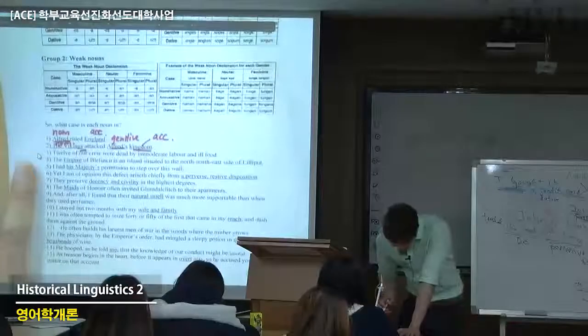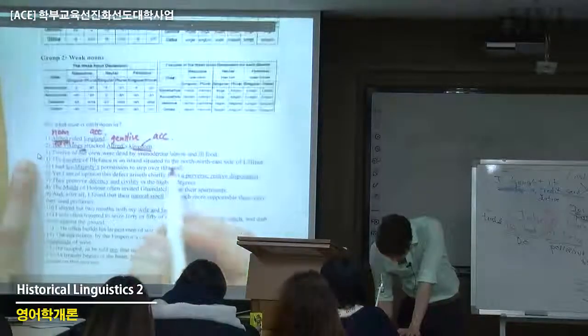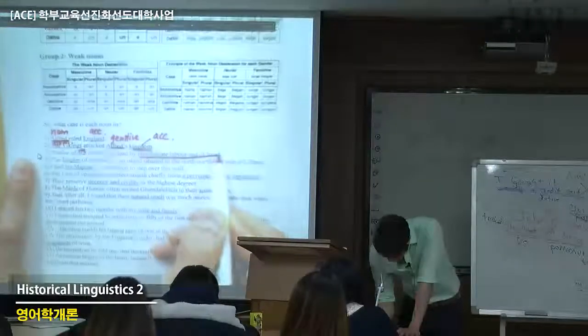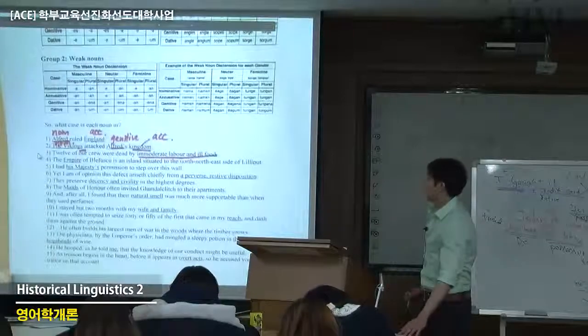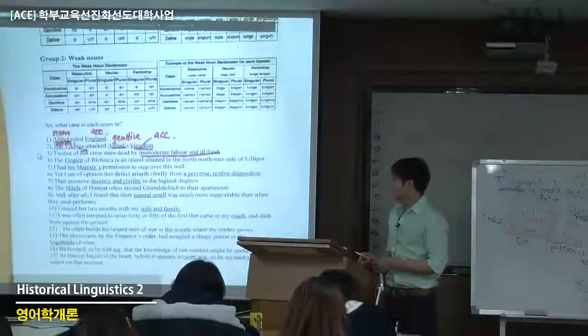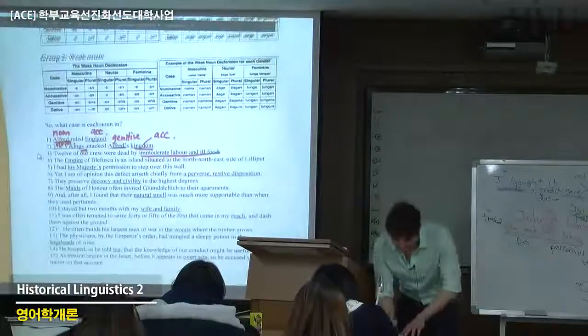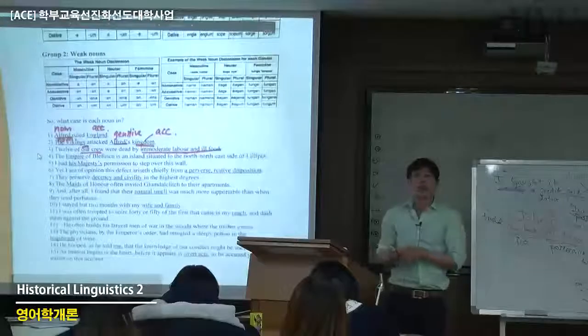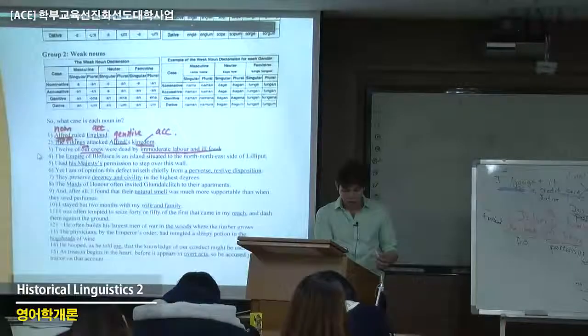In the third one, I didn't underline, right? So I would underline immoderate labor and ill food. Twelve of our crew were dead by immoderate labor and ill food. And I also underline of our crew. So can you tell me the cases that they are in?